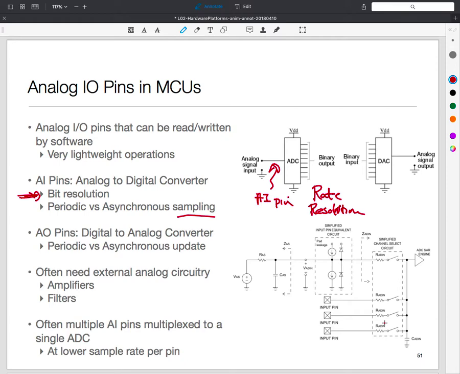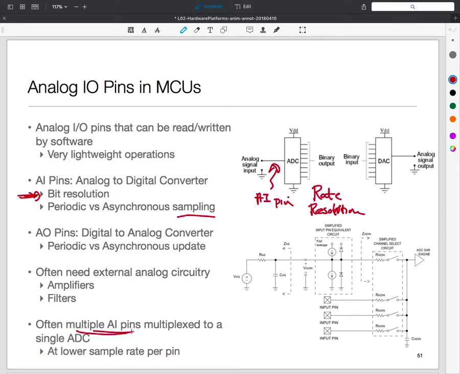Again, these details you will only get to know when you actually look at the processor manual. But this is very common because it's very expensive to have multiple ADCs, one per pin. So this is a very common strategy that is used, namely having multiple AI pins feeding the same ADC.